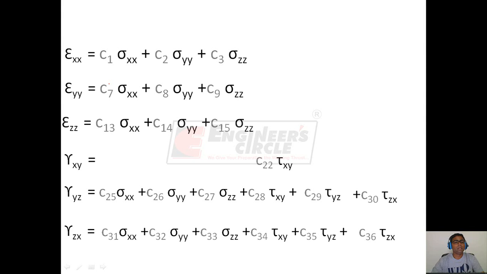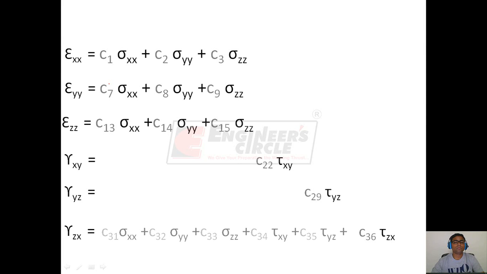Similarly, gamma yz will depend only on tau yz and not on any normal stress component and other shear stresses. Therefore, C25, C26, C27, C28 and C30 will become 0. On the same ground, shear strain gamma zx depends only on tau zx. So rest all material constants will be 0.